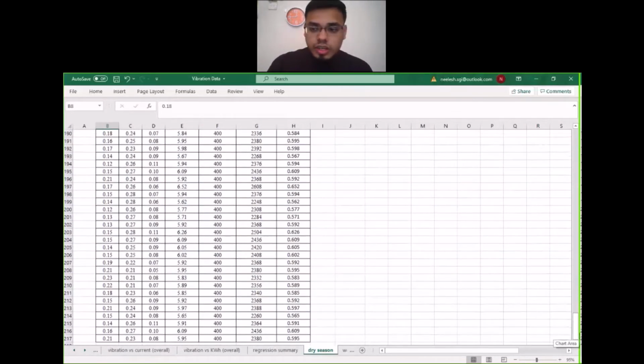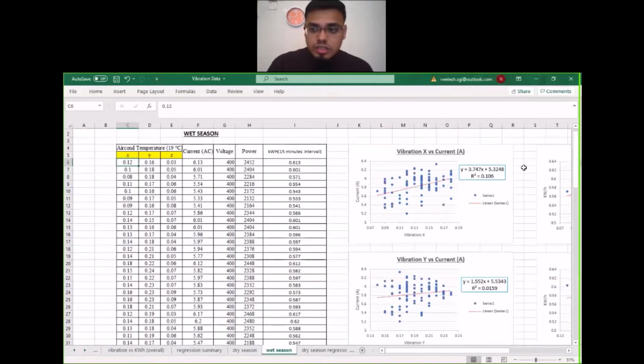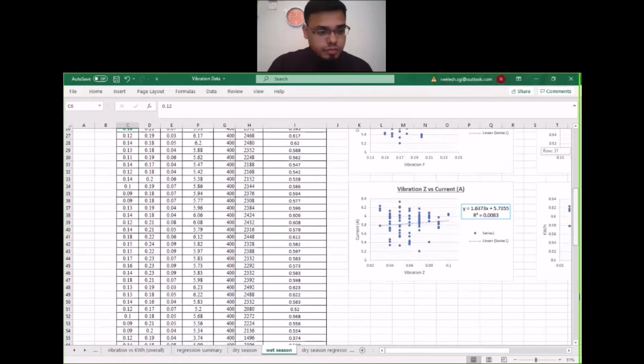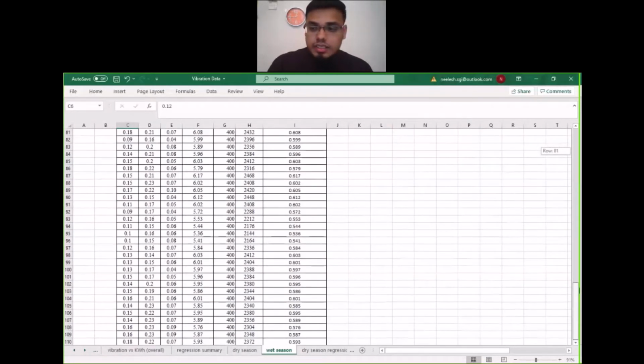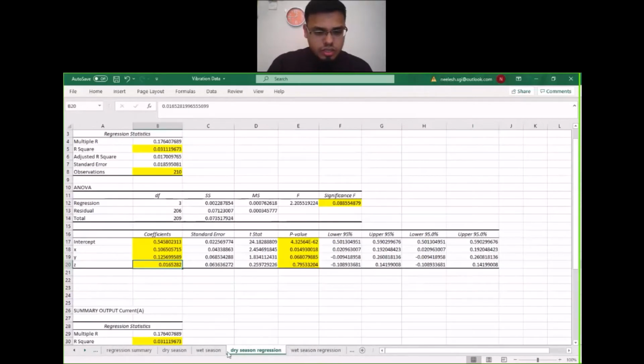Yeah, I got 217 data here, and for the wet season it is around 110 data. Okay, so I did a regression analysis for both seasons separately. I've highlighted the regression analysis with the key important factors that we need to have a look at.